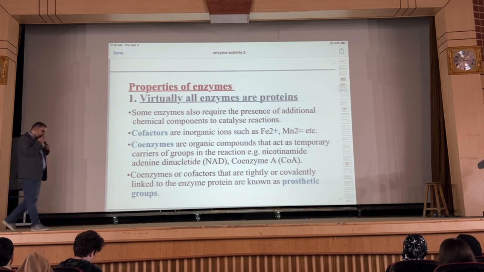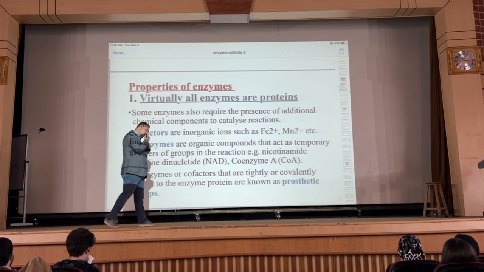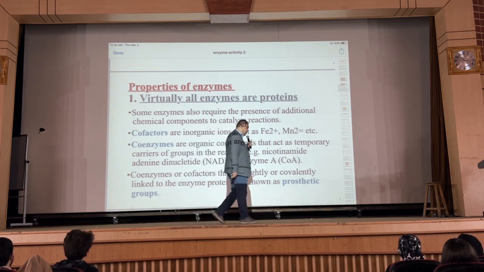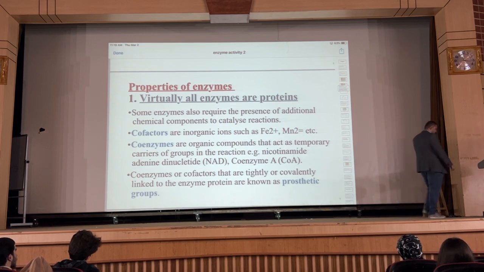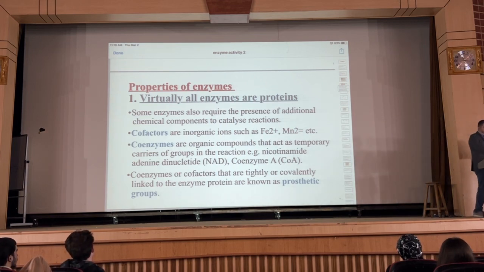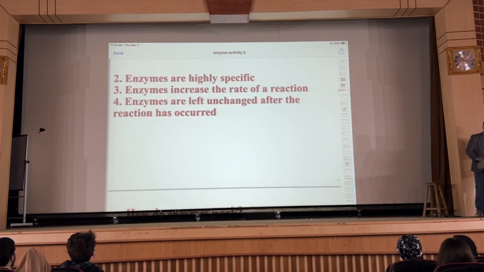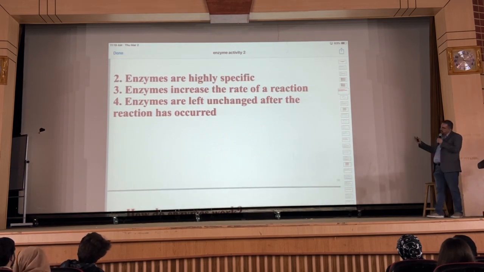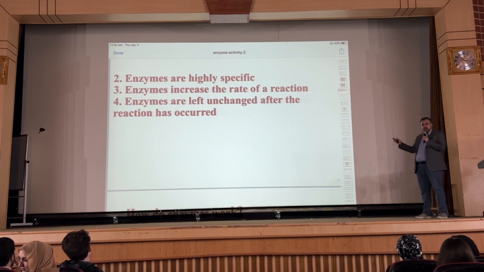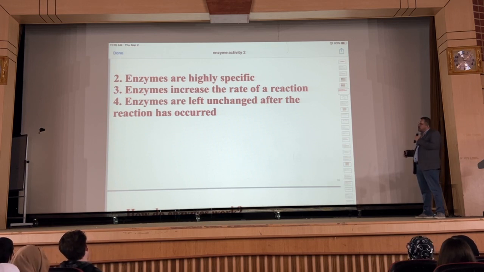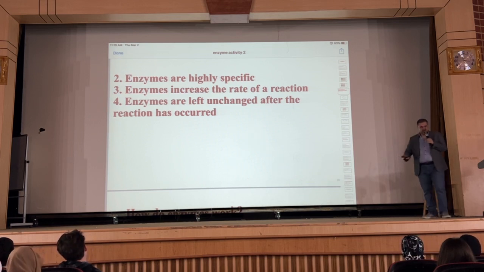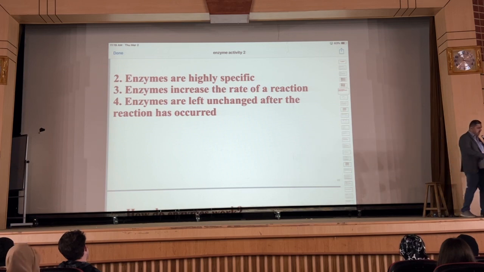So enzymes usually are protein and sometimes need cofactors or coenzymes in order to catalyze the reaction at the maximum velocity. Other properties: they are highly specific to the substrate. Enzymes increase the rate of the reaction many times over. Enzymes are unchanged after the reaction has occurred. These are the 4 main properties of the enzyme.